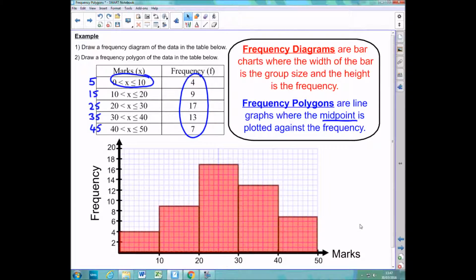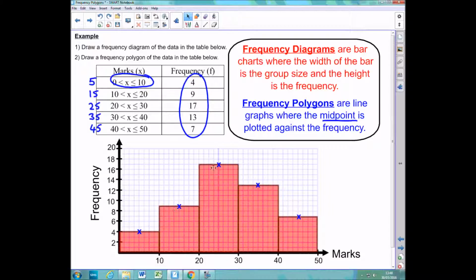Okay, so now all I need to do is plot these coordinates. So first off, I need to go along to 5 on the marks and up 4 on the frequency. Next, I need to go along to 15, and then I need to go up to 9. Then along 25 and up to 17. Then along 35 and up 13. Then along 45 and up 7.